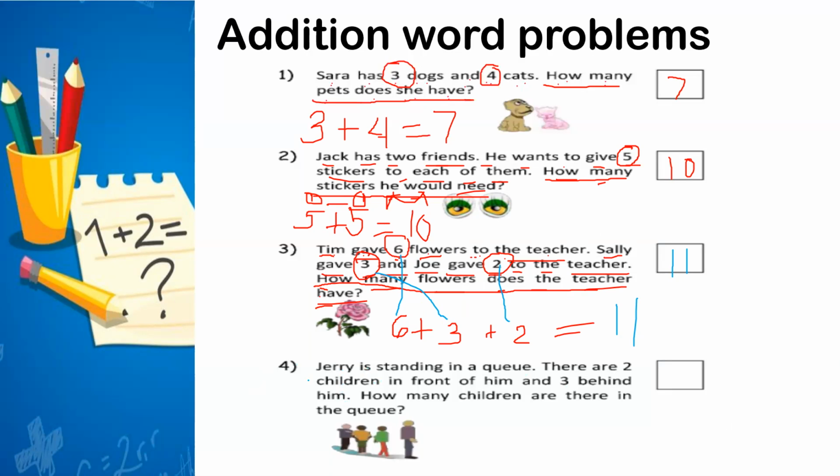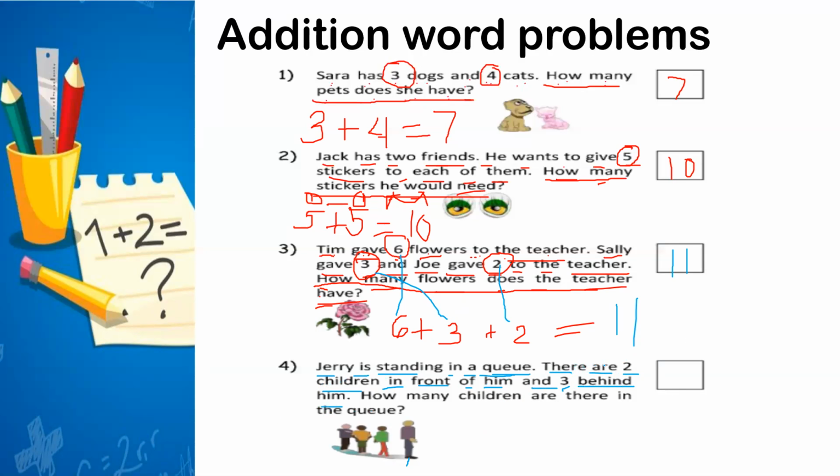Number 4, let's have Jerry is standing in a queue. Guys, let's read this one. Queue. Okay, good. A queue is also a line. So when you are lining up for lunch, you form a line, right? So you form a queue. So you stand behind another classmate. All right. So there are 2 children in front of him and 3 behind him.